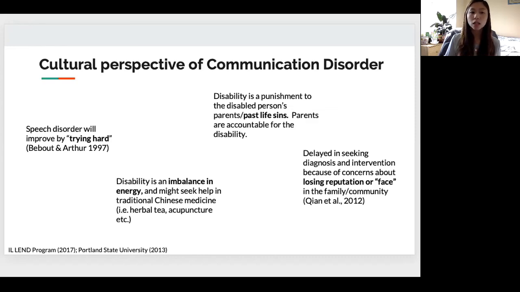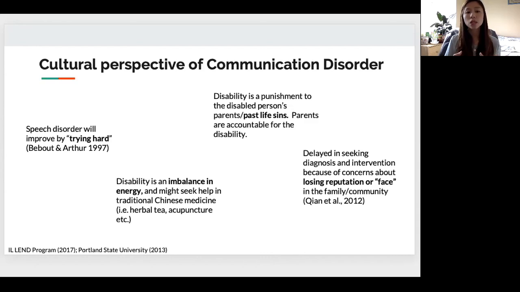Religious beliefs and their beliefs in medicine and healthcare can also play a big role in their perspective of communication disorders. Some might believe that a disability is a punishment to the disabled person's parents or their past life sins. Some might believe that disability is an imbalance in energy and might seek help in traditional Chinese medicine like acupuncture or herbal tea instead of seeking westernized medical help.